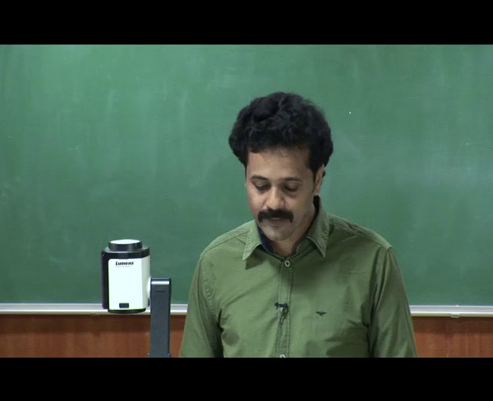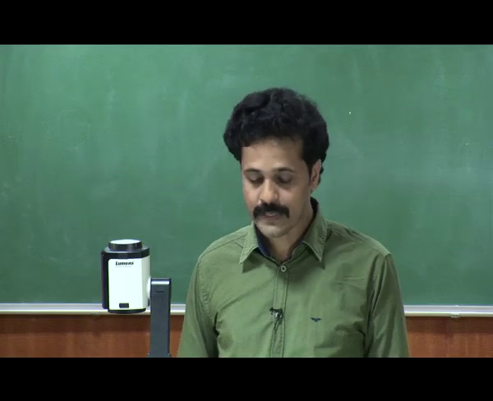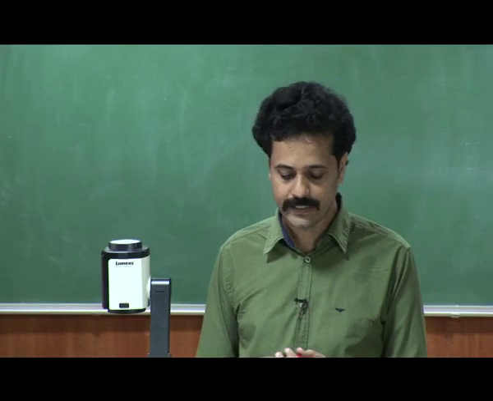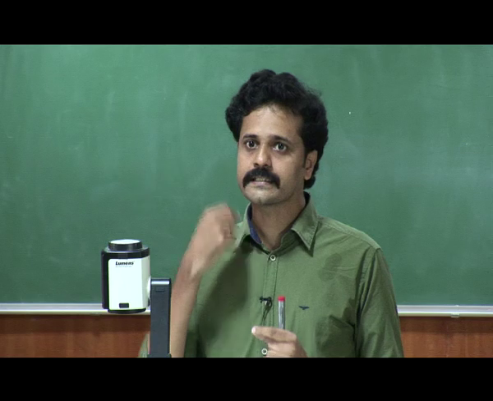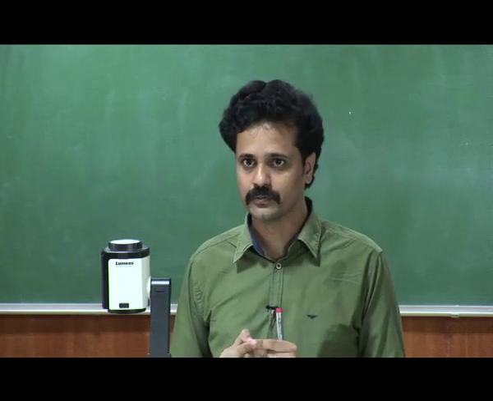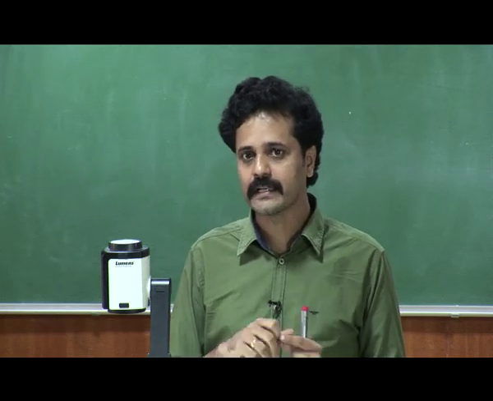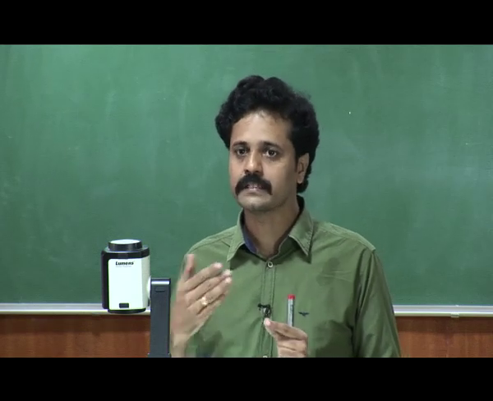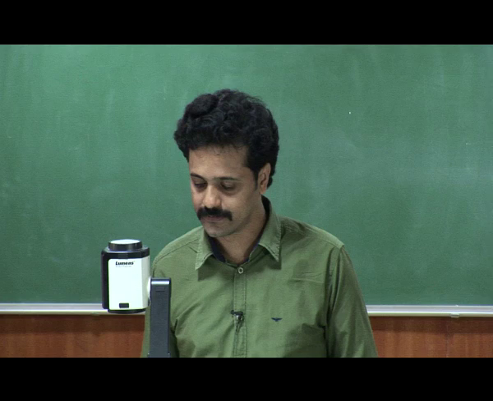No. I repeat, in the second step we assume that P of k is true for an arbitrary but fixed k, and using that assumption we deduce that P of k plus 1 is true. Now, first step says that P of 1 is true. Since P of 1 is true, applying the second step we will get P of 2 is true. Continuing in this manner, P of 3 is true and so on. P of n is true for every n.